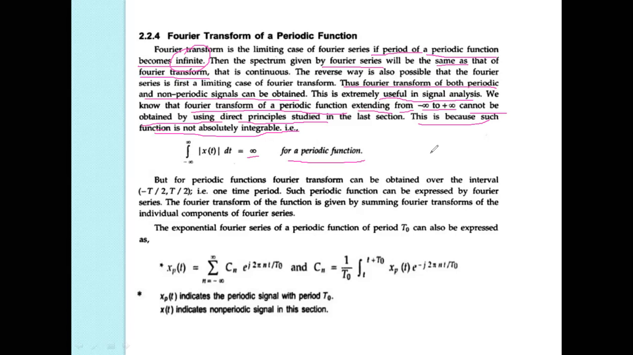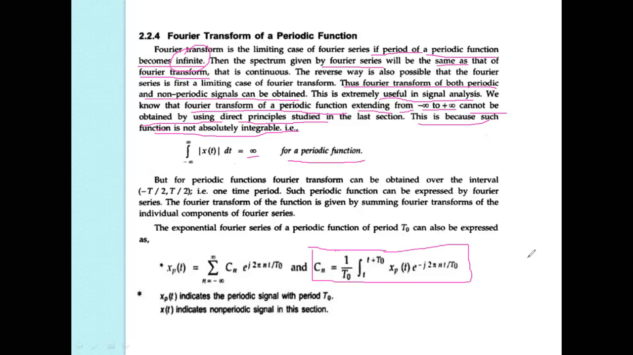Okay, the exponential Fourier series of a periodic function of period T can be expressed as follows. We know the Fourier series coefficient is 1 by T, the integral from t to t plus T naught, x of t e power minus j k omega naught t. Omega naught is nothing but 2 pi by T naught, which is 2 pi f naught. This is the equation for the exponential Fourier series, my dear students: 1 by T, the integral from t to t plus T, x of t e power minus j omega t dt.